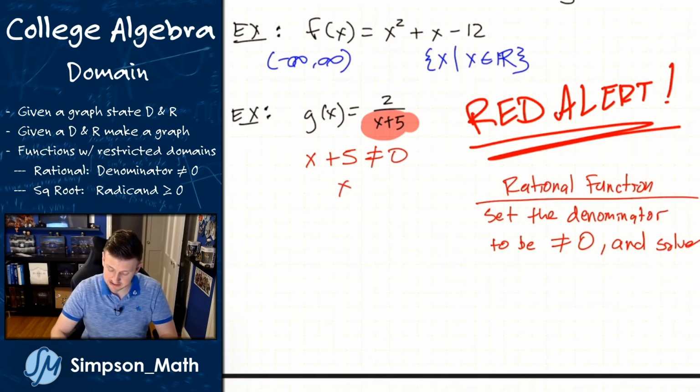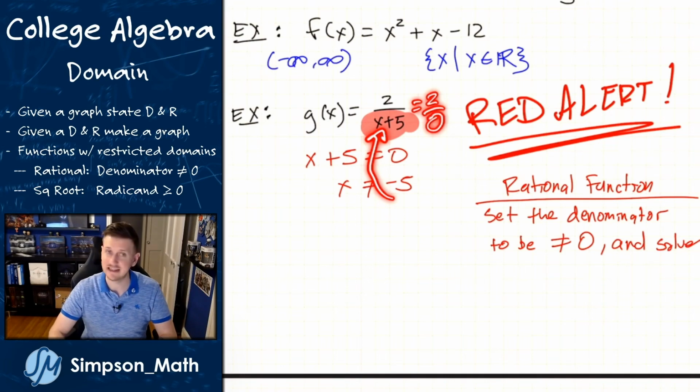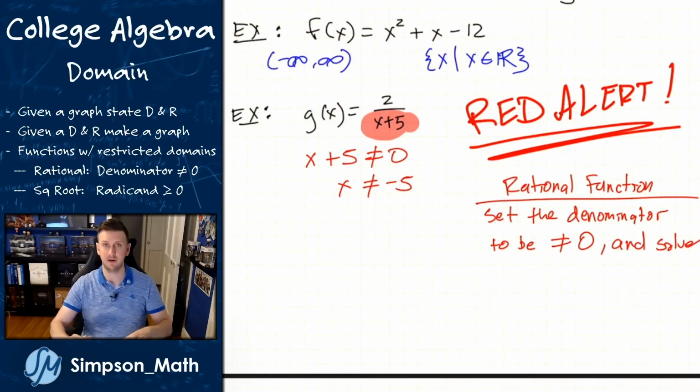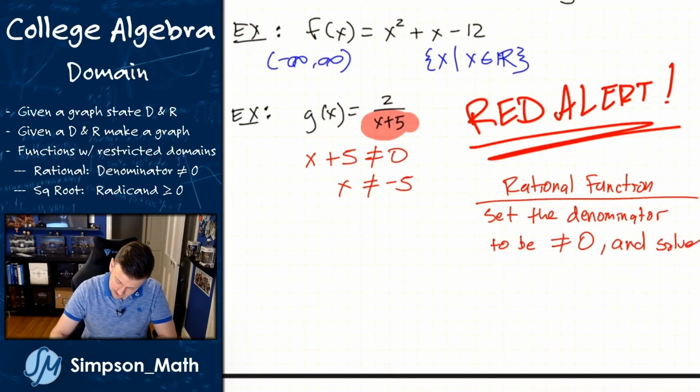So, I'm going to add 5 to both sides, x cannot equal -5. If I plug in -5, I get -5 plus 5, which is 0, and we end up with 2 over 0, and that is undefined. That's a big old problem. This does not work. So that tells me everything I need to know about the domain. x can be any other number, just not -5. So imagine I have a number line.